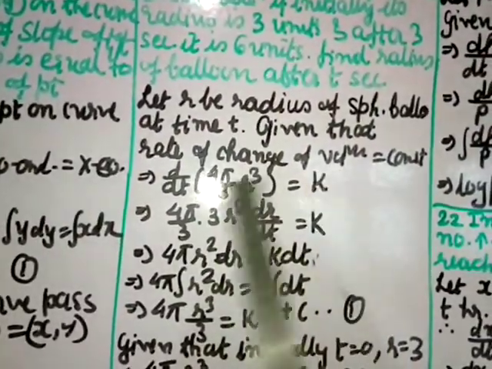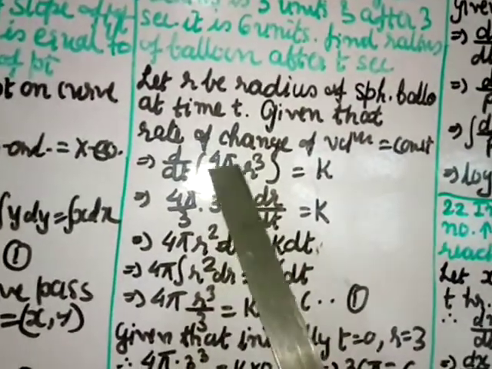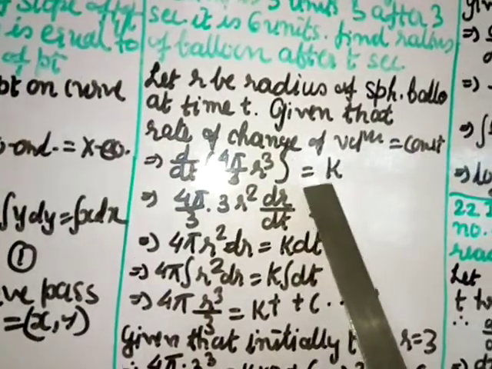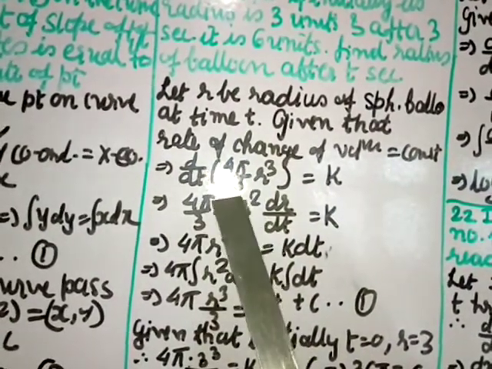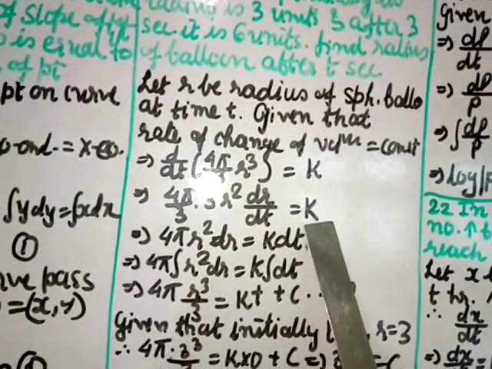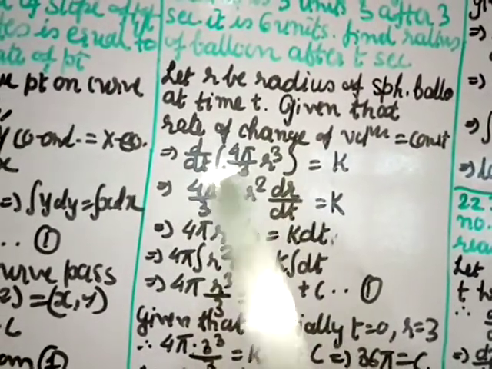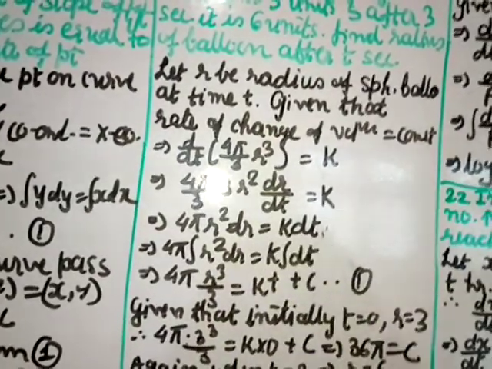So the rate of change of volume is d by dt of the volume of the sphere, because the balloon is spherical. So d by dt of 4 pi by 3 r cube equal to constant k. Let us differentiate this side. So 4 pi by 3 and r cube derivative is 3r square dr by dt, equal to k. 3 you cut and separate the variables. So here 4 pi r square dr equal to k dt.